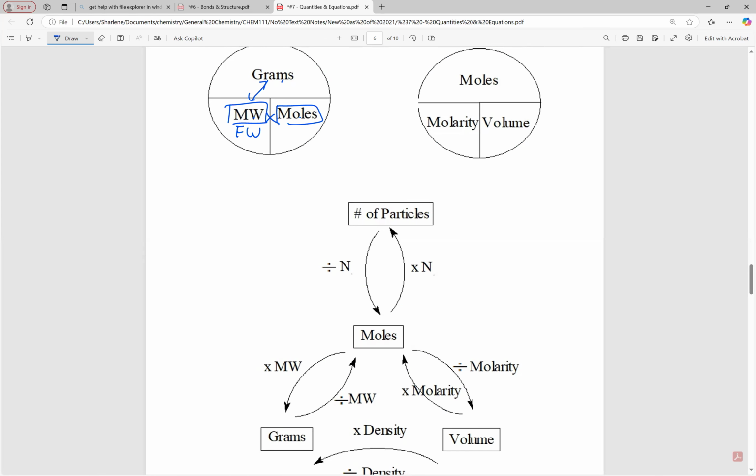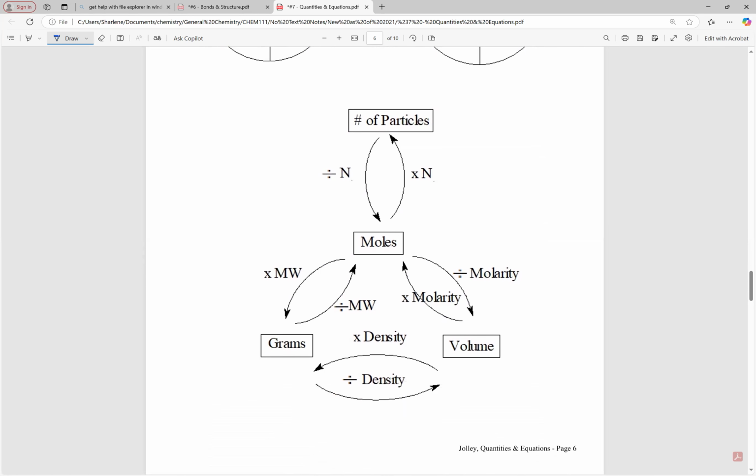And we haven't done this one yet, but it's coming up. It's the same idea. Here, I think it's a little bit more visual. If you have grams and you want to get to moles, you need to divide by the molecular weight. If you have moles and you want to get to grams, you need to multiply. If you're in grams and you want to get to volume, you need to divide by density. If you're in volume and you want to get to grams, you need to multiply. If you're in moles and you want to get the number of particles, you want to multiply by Avogadro's number. If you're in the number of particles, then you're going to divide by Avogadro's.